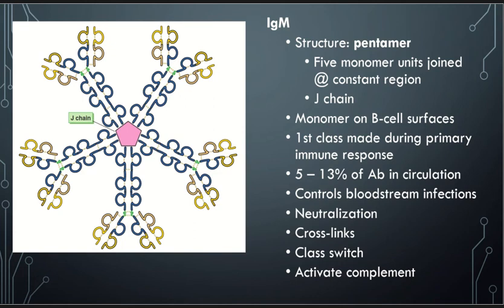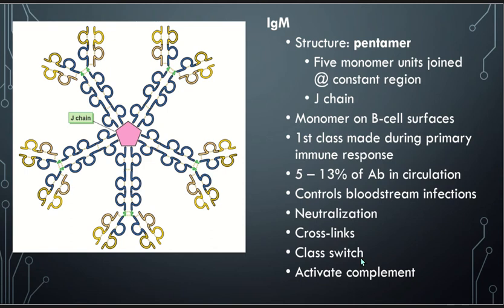So let's get into IgM. IgM is super special because it can take that monomer, which you might find on the surface of a B cell, and it's pretty much the only type of Ig that you'll find on any surface of an immune cell with another antibody class.